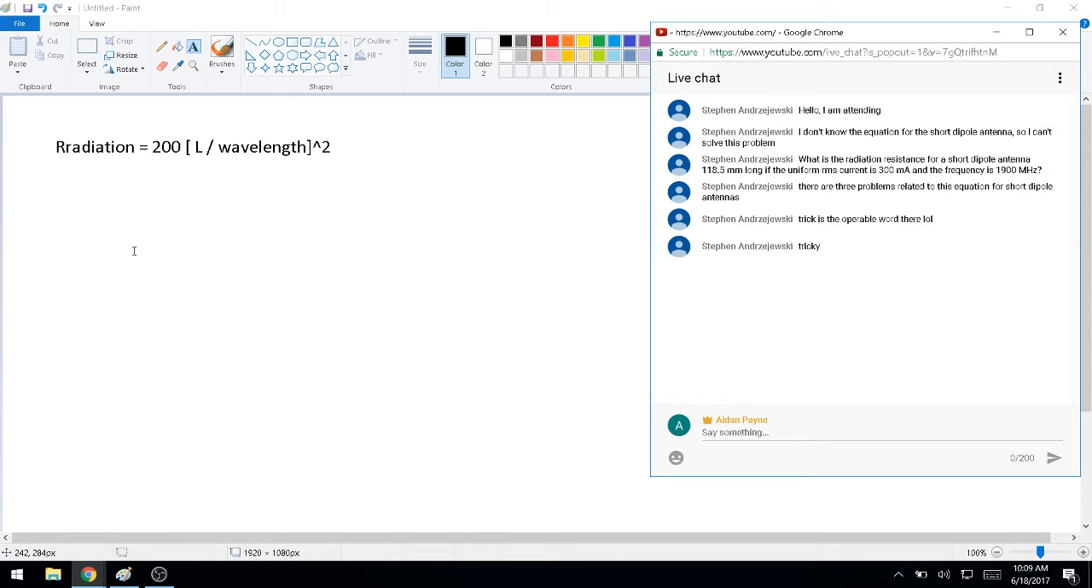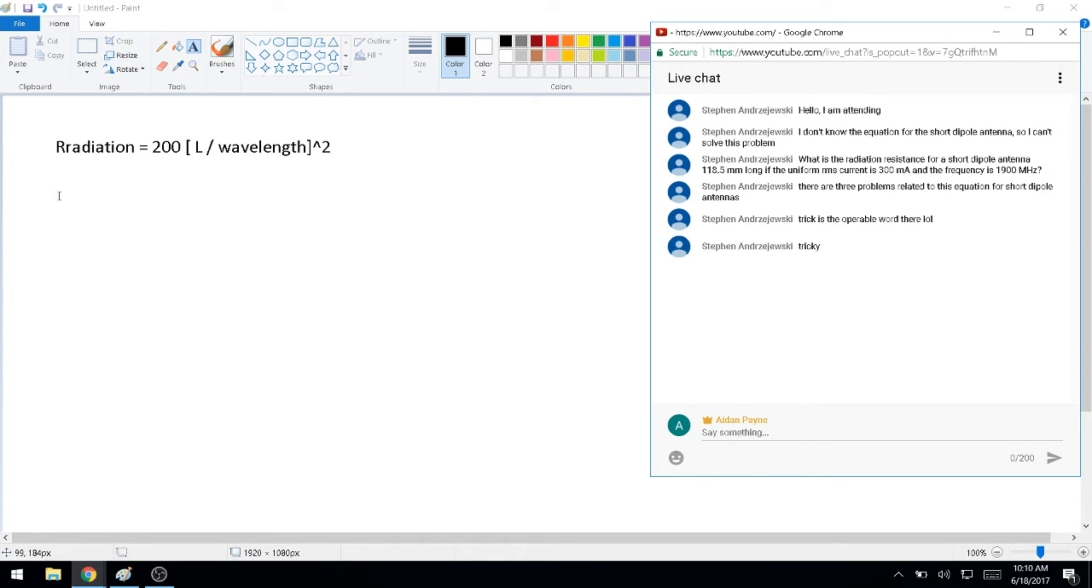Now again, looking at this equation, we don't care what the RMS current is. That doesn't affect our radiation resistance. The amount of current we're pushing doesn't affect the radiation resistance. All we care about is the wavelength, which we can find with the frequency, and the length of the dipole itself.